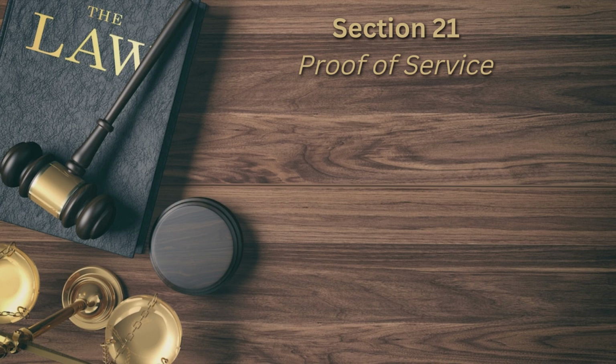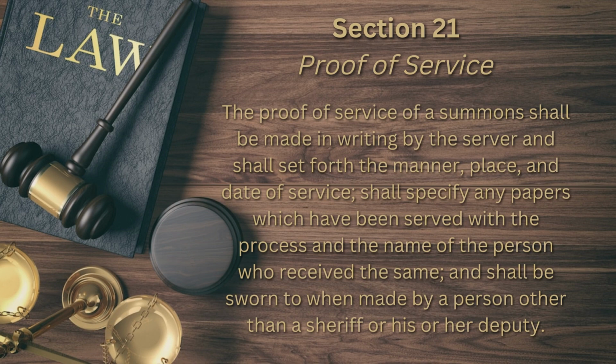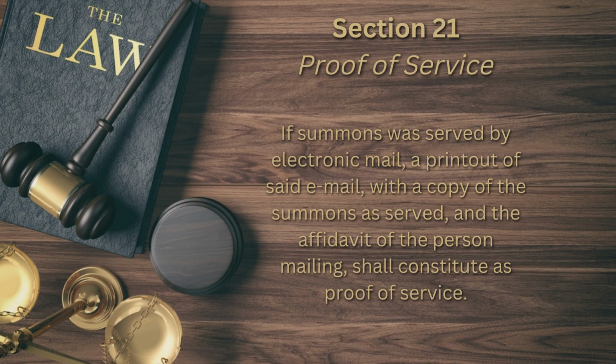Section 21. Proof of service. The proof of service of a summons shall be made in writing by the server and shall set forth the manner, place, and date of service, shall specify any papers which have been served with the process and the name of the person who received the same, and shall be sworn to when made by a person other than a sheriff or his or her deputy. If summons was served by electronic mail, a printout of said email with a copy of the summons as served and the affidavit of the person mailing shall constitute proof of service.